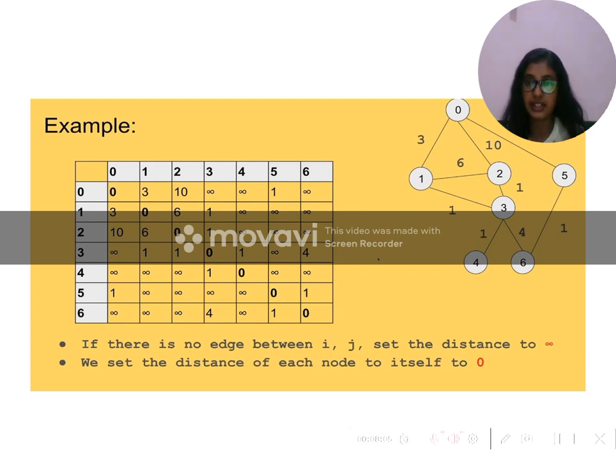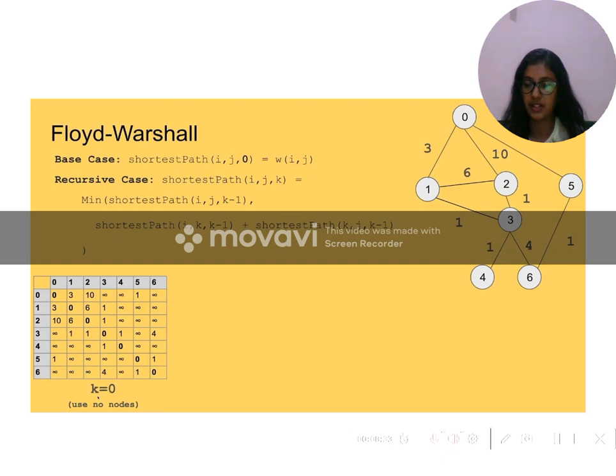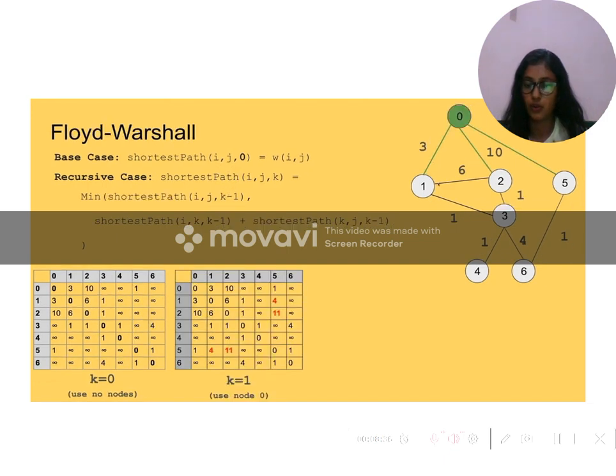We haven't calculated anything yet, and let's write our recursive function that we just came up with. I am showing you on the bottom left the case where you are not allowed to use any intermediate node. That is where we start from. In this graph, if I tell you that you are allowed to use node 0 as an intermediate, there are certain nodes where 0 is on the path between i and j, which we can update.